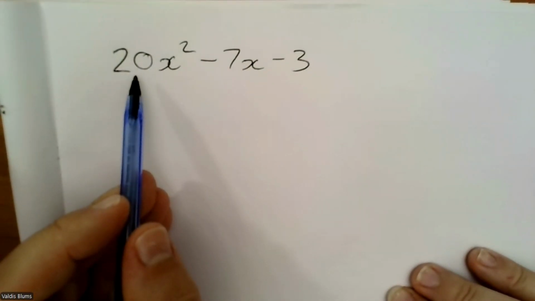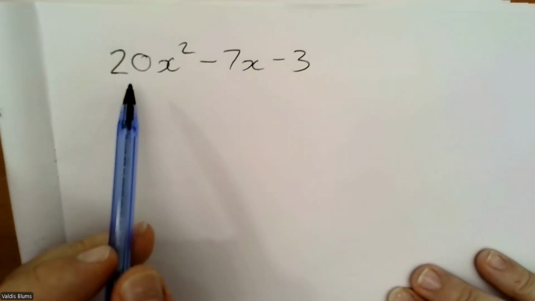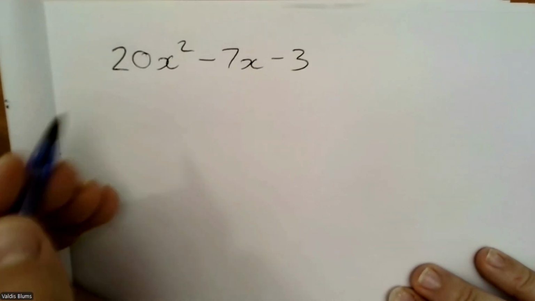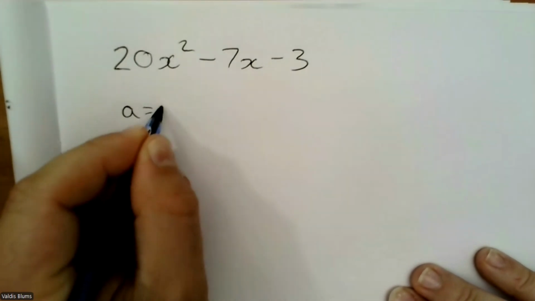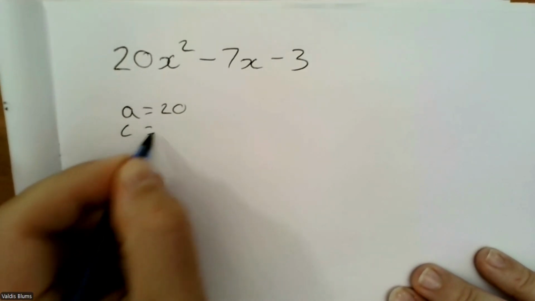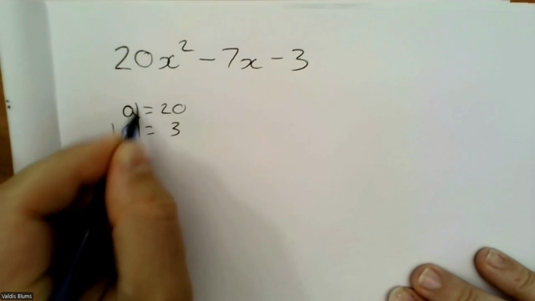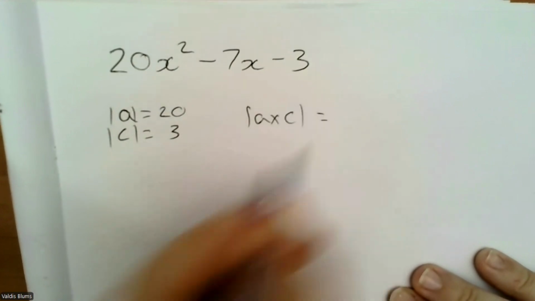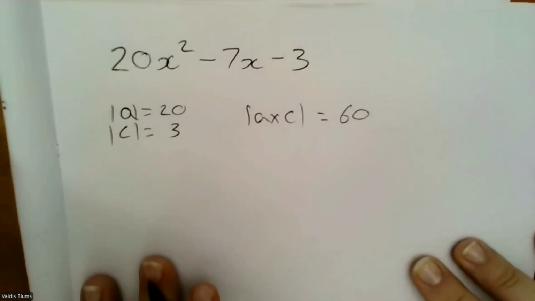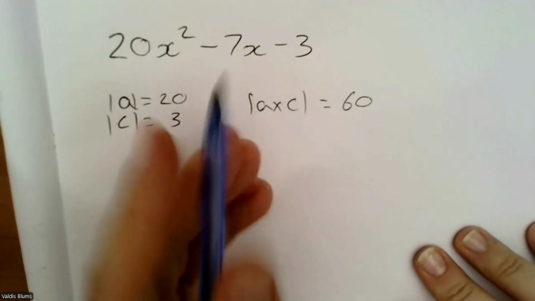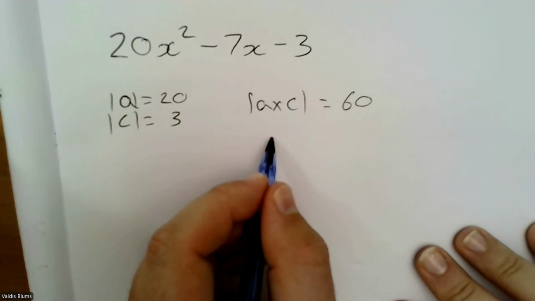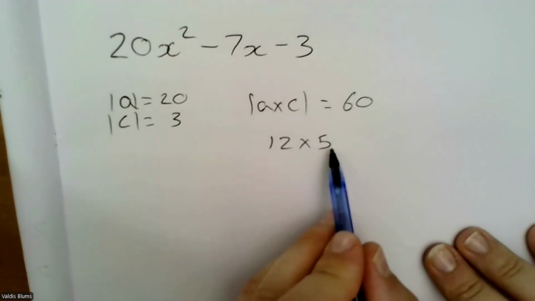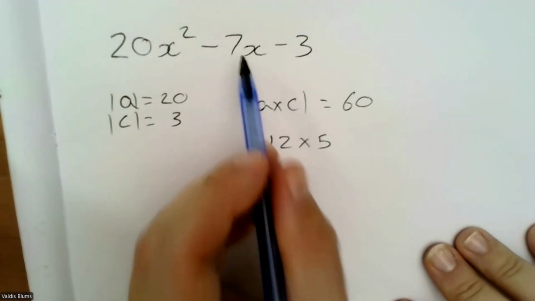Now, the first step in this Australian method is the same as the decomposition method. We're looking at our A coefficient and our C coefficient, and we have A equal to 20, C equal to 3, so magnitude of C, magnitude of A. Now, A times C is equal to 60. What are the factors of 60 that add to 7? So you would have 12 times by 5. We saw in the last video, 12 times by 5 gives us 60, but it adds to 7.